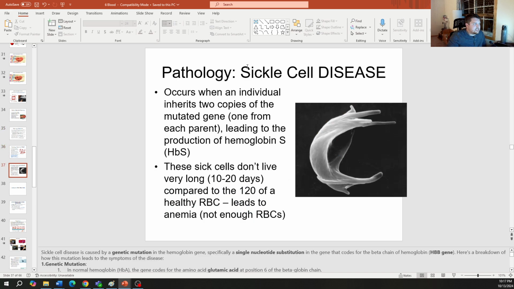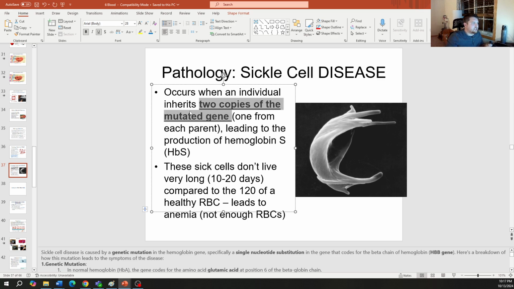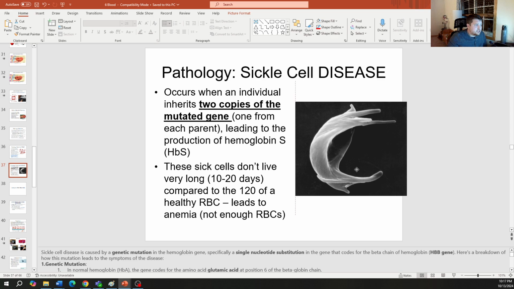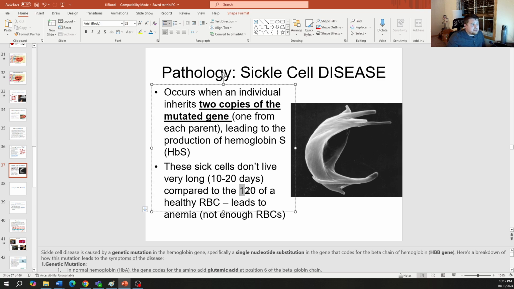Now, sickle cell disease, this is when you get 2 copies of the mutated gene, 1 from each parent, and most, if not all, of your red blood cells come out like this. These cells are sick. They don't last very long. Instead of lasting 120 days like the healthy cells, they only last about 10 to 20 days. That leads to anemia, which is not enough red blood cells. It leads to an inability to pass oxygen, and this can be a serious condition for these kind of patients.